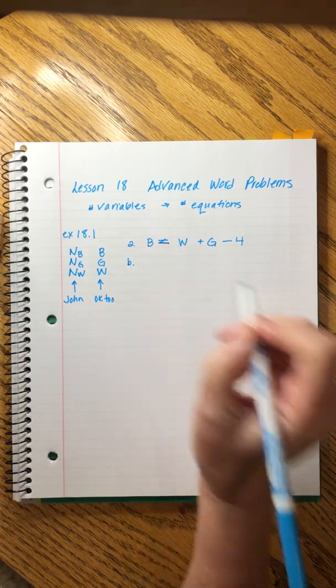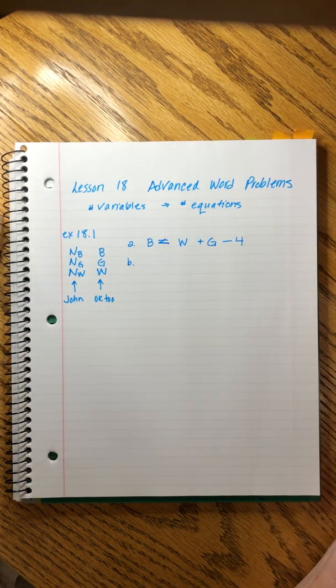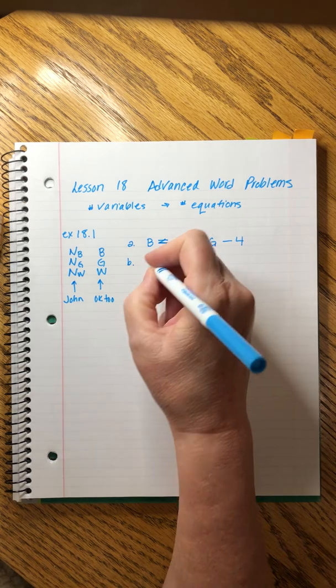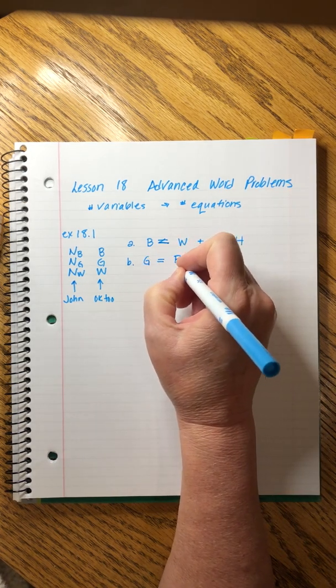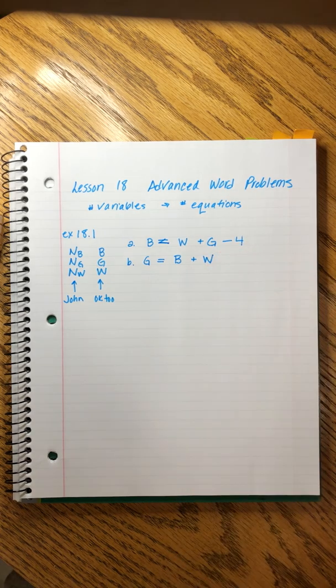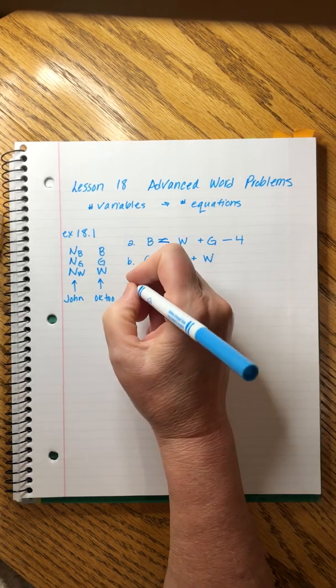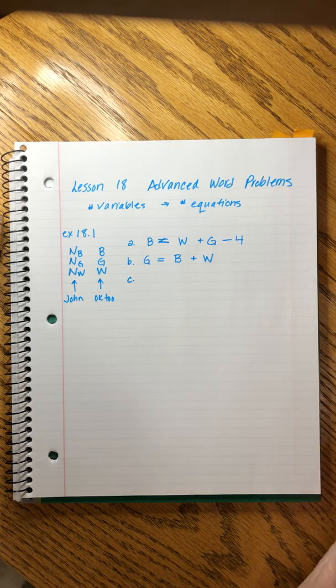The next one's a little more straightforward. It says the number of greens equaled the sum of the blues and the whites. The number of greens equaled the sum of the blues and the whites. Okay, that one's easy. Here comes another one that can be very confusing.